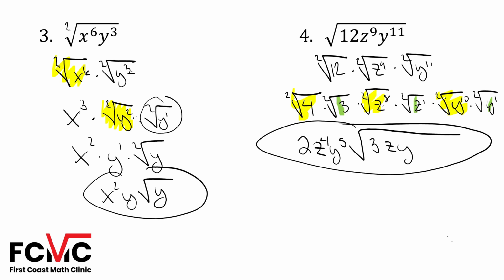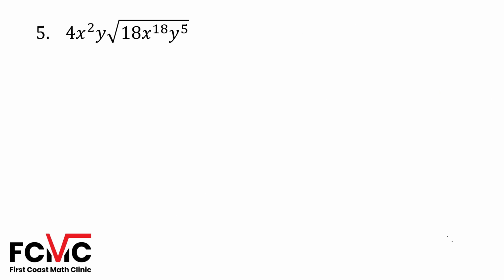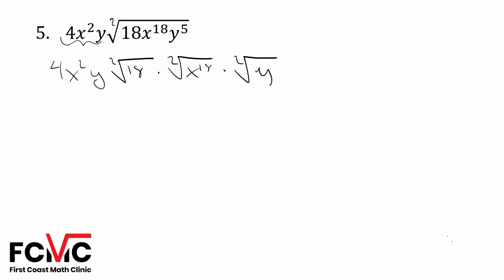All right, let's do one more example. For number 5, we've got 4x to the second y times the square root of 18 x to the 18th y to the 5th. So we've got everything outside the radical. So we're going to leave this outside the radical for now. I'm going to start by factoring everything under the radical. So I've got 4x squared y times the square root of 18 times square root of x to the 18th times the square root of y to the 5th.